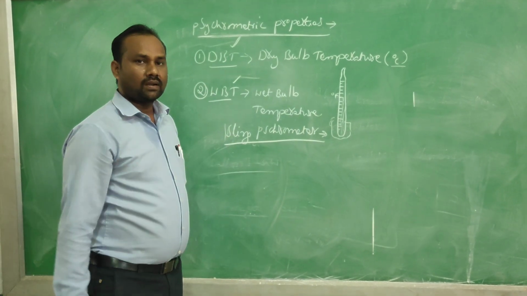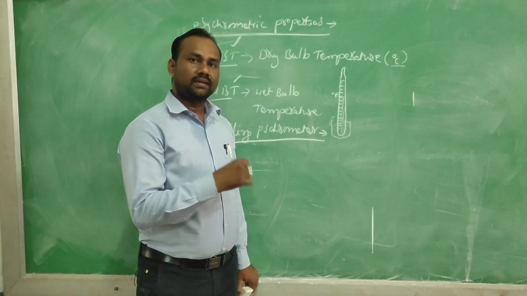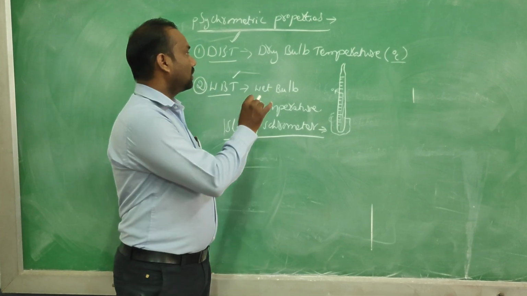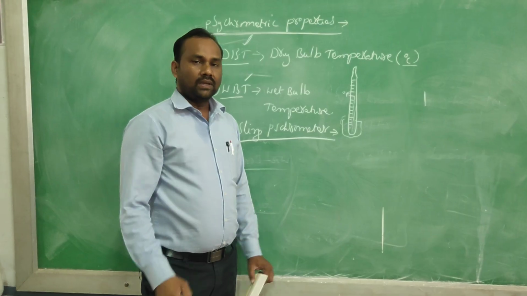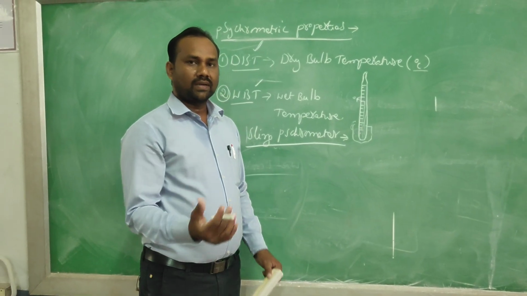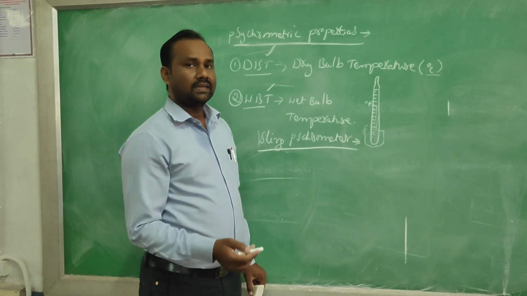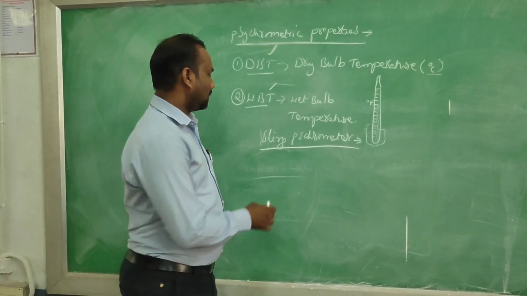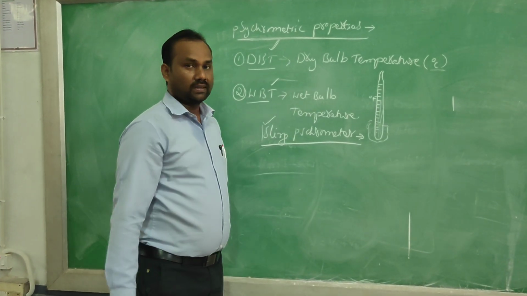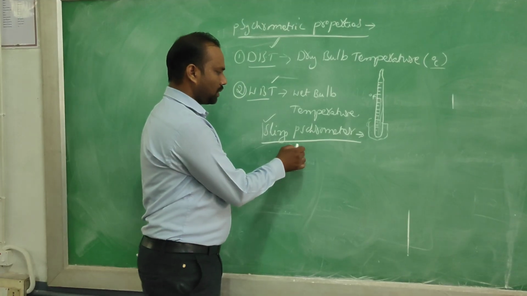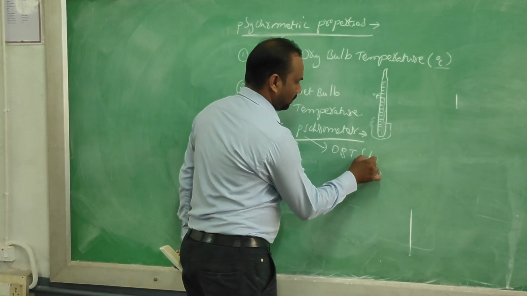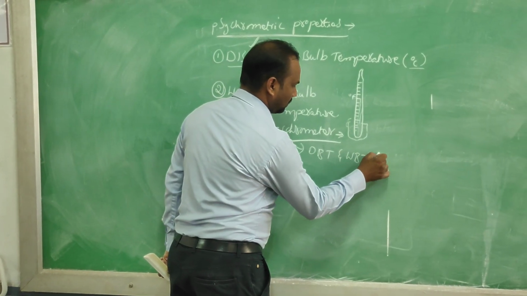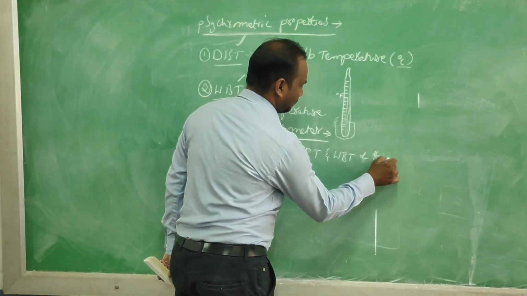There is an instrument called a sling psychrometer, which can record WBT and DBT simultaneously for the given air. If you want to measure dry bulb temperature and wet bulb temperature at a time, generally a device called a sling psychrometer is used. This is most commonly used to measure the dry bulb temperature and wet bulb temperature of the air.